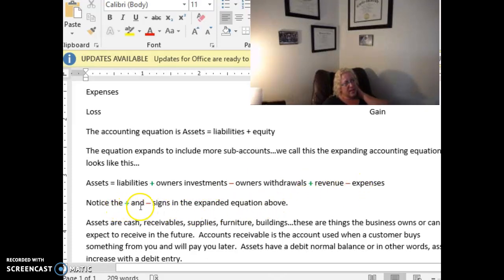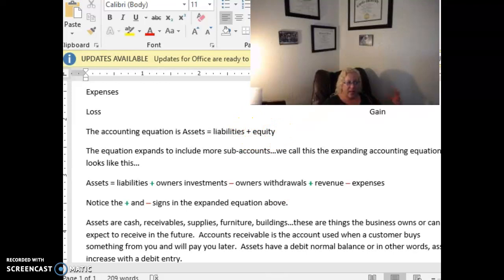So the plus and minus signs in that expanded equation above, notice they're green and blue. We add owner's investments, that's going to increase. We subtract owner's withdrawal, that's going to decrease. We add revenue, that would increase, and then subtract expenses would decrease. And all of these accounts, owner's investment, owner's withdrawal, revenues, and expenses, are all part of equity. So it's actually the equity part that really expands.